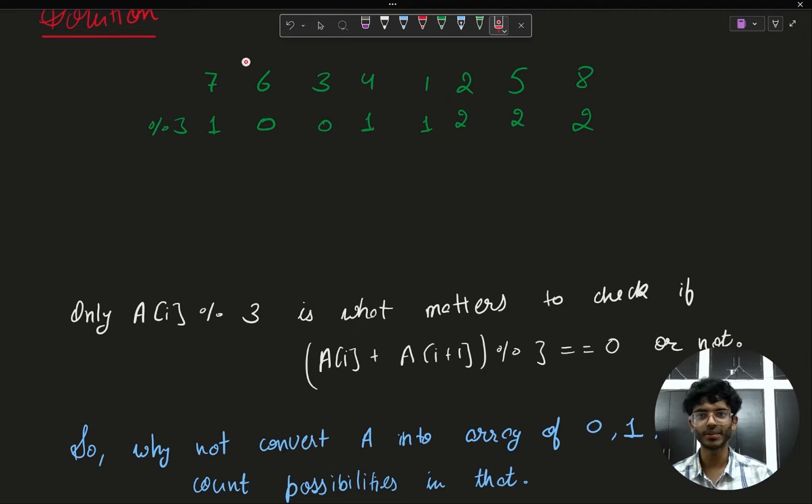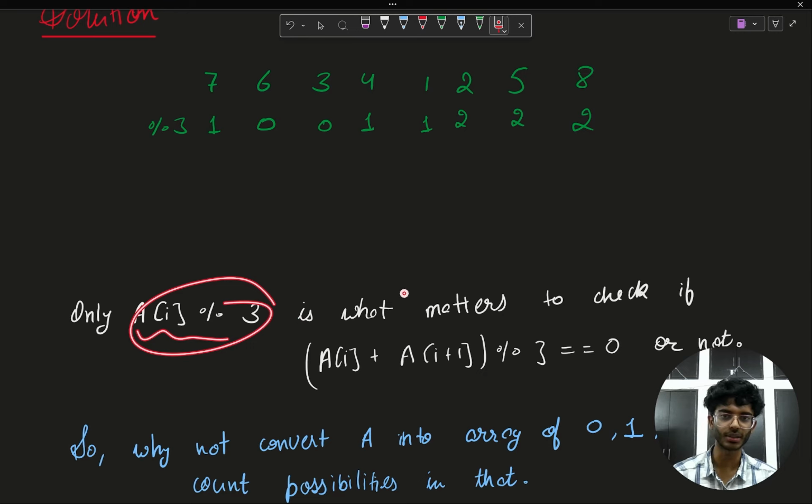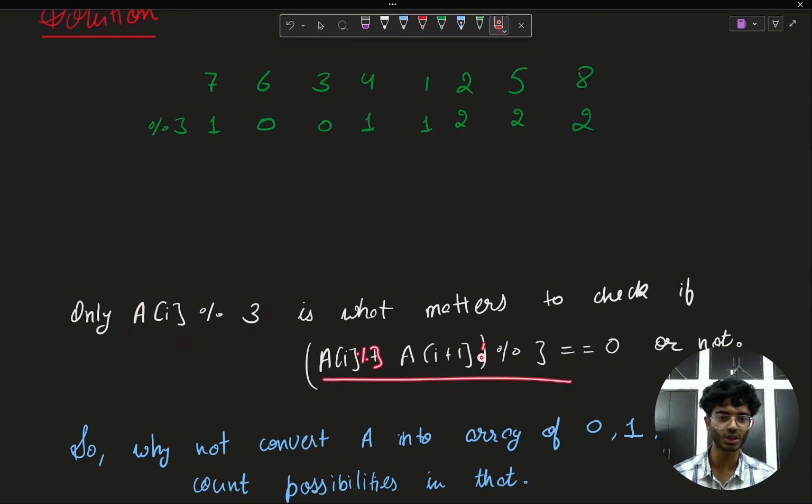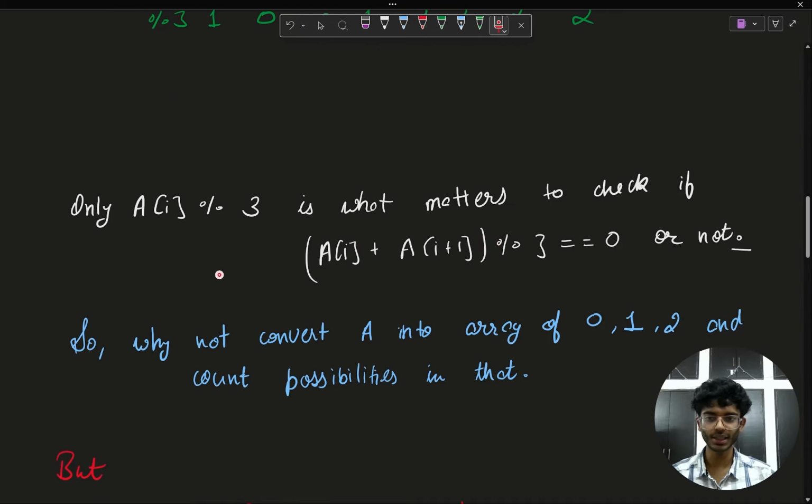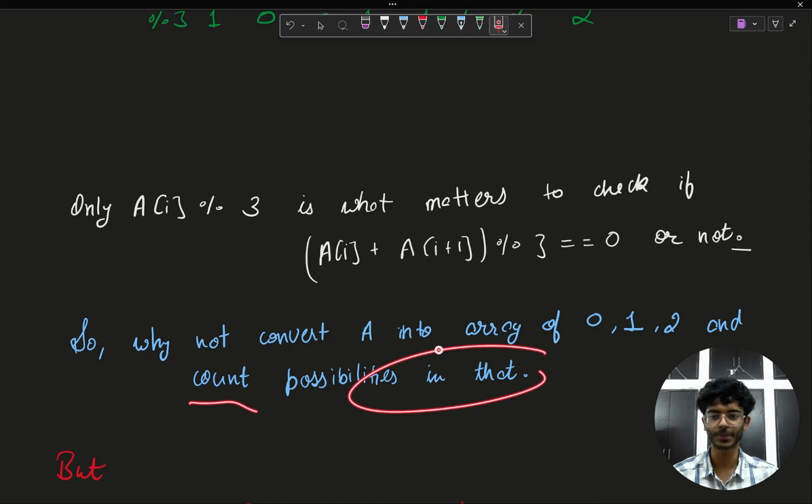So obviously, if we just take the modulus of this number and then check it, it's not really going to matter, right? So only a_i modulo 3 matters, right? So instead of doing this, we can just take modulo 3 of each of them and count the number of possibilities in that, right? So the question is, why not we just convert A into the array of 0, 1, 2 by taking modulo 3 of each number and then count the number of possibilities you can get in that.